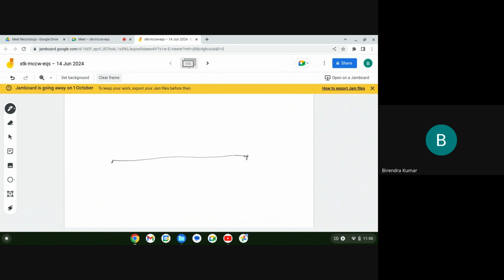What you will do, you have a line segment. Let's say this is approximately looking like 10 centimeters, 11 centimeters. I would not measure that, okay? But I will take what we used to call a compass.